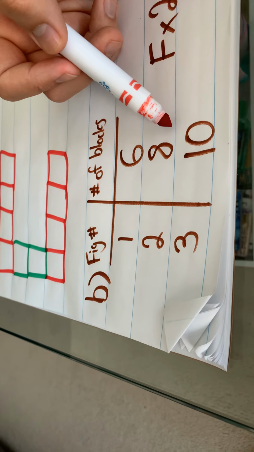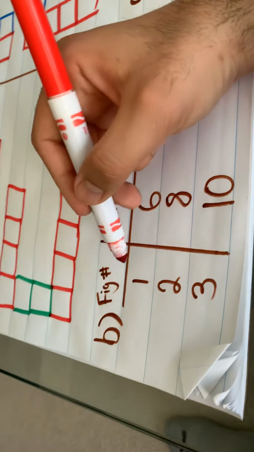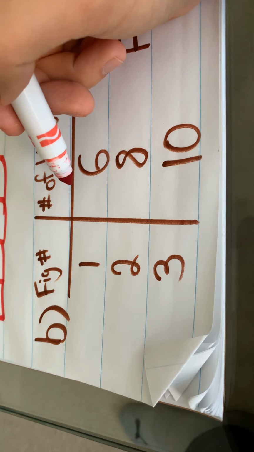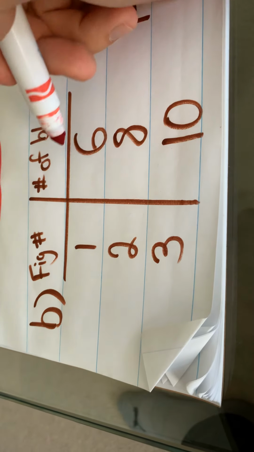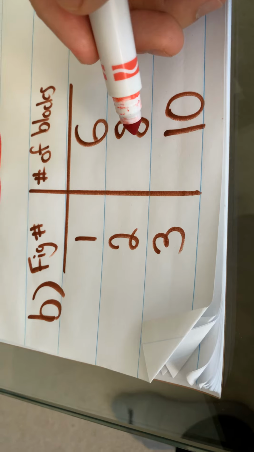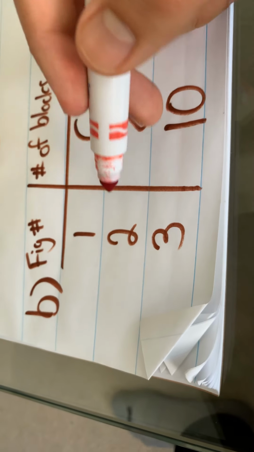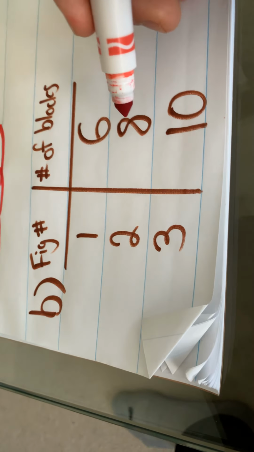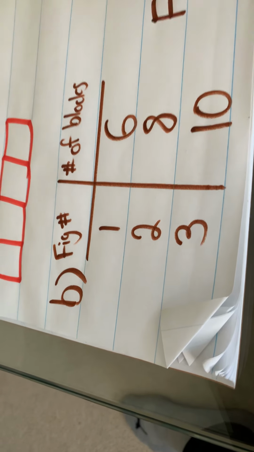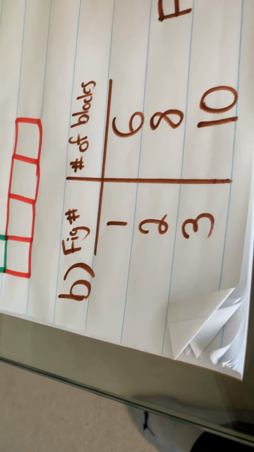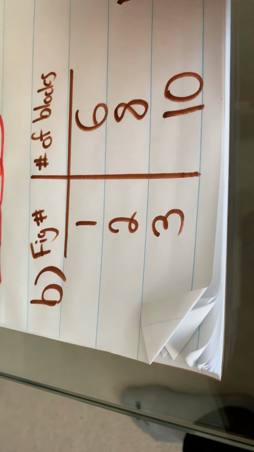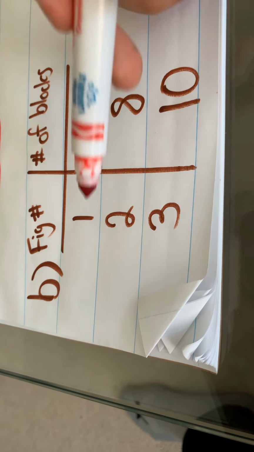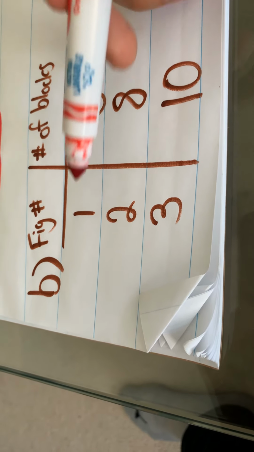All right? So first I check going across the chart. 1 to 6, 2 to 8, 3 to 10. Well, from 1 to 6, I could go plus 5. 1 plus 5 is 6. Now I need to make sure that works for the next row. 2 plus 5 is 7, but I have an 8 here. So it's not just plus 5.